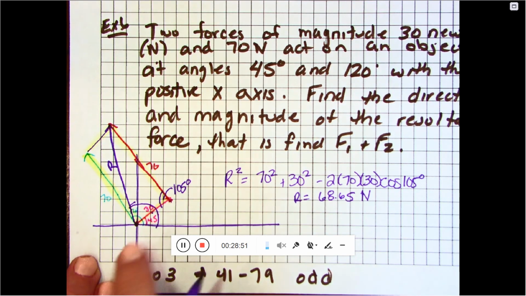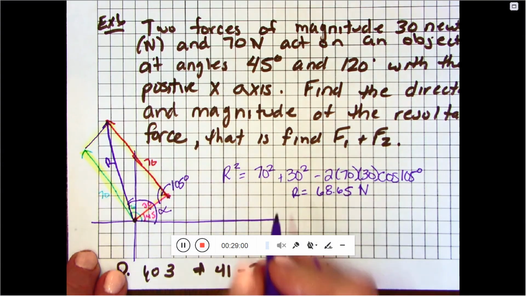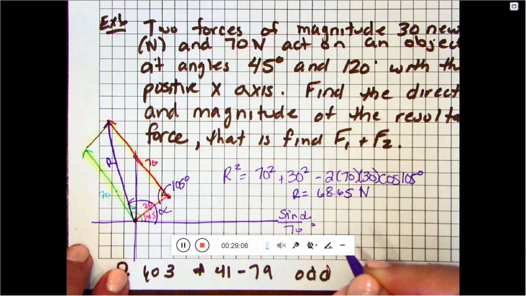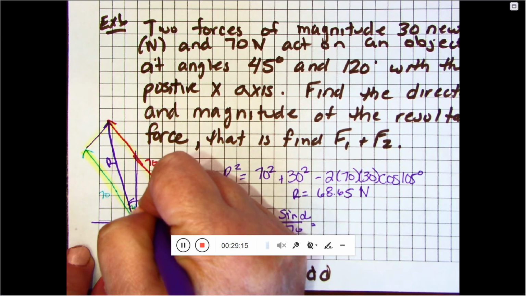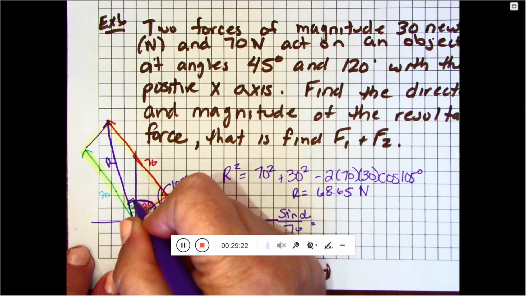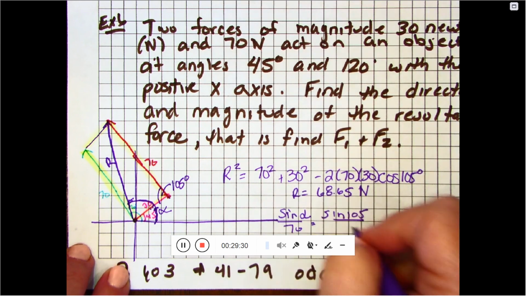So now I'm going to use my law of sines. I'm going to call that angle alpha that I marked in purple there, alpha. I know that the sine of alpha over its opposite side, which is 70, whoops, I'm sorry, it's not from the purple line, it's from here. Ignore this. This is alpha from inside the triangle. So the sine of alpha over its opposite side equals the sine of 105 over its opposite side, which we just decided was 68.65.